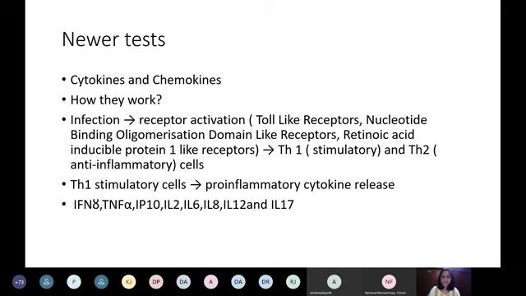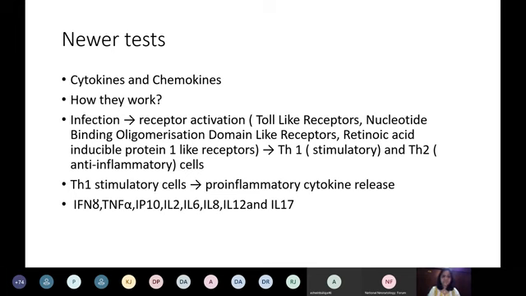So how do we confirm it? How do we confirm that this cytokine storm has started to happen because of sepsis? That we can look into by newer tests. Before we go for what are the tests, I thought I'll just give a background of how this works, how the cytokine works and how the chemokine work.